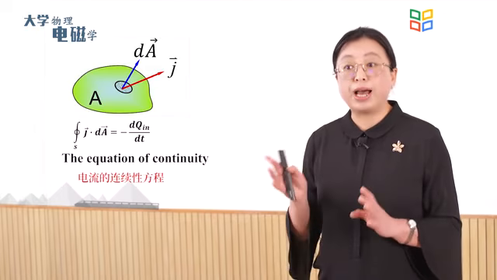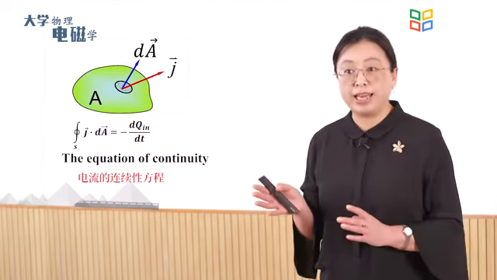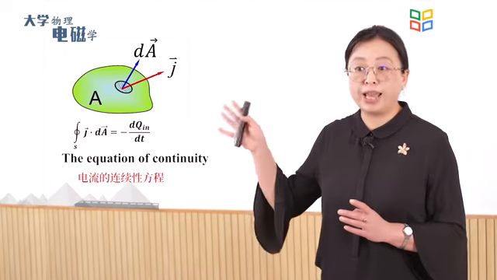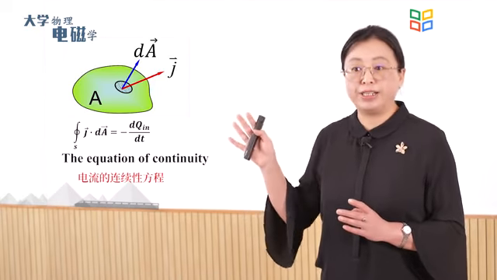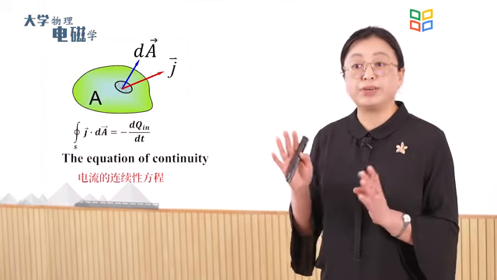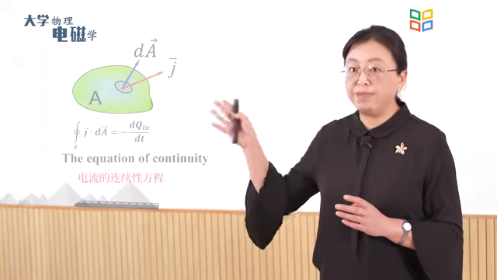From this equation, we understand that the total charges flowing out of the surface A in a unit time should be the surface integral of J over the entire closed surface and also equal to the rate at which the charge is decreasing inside the surface. So we have a minus here.